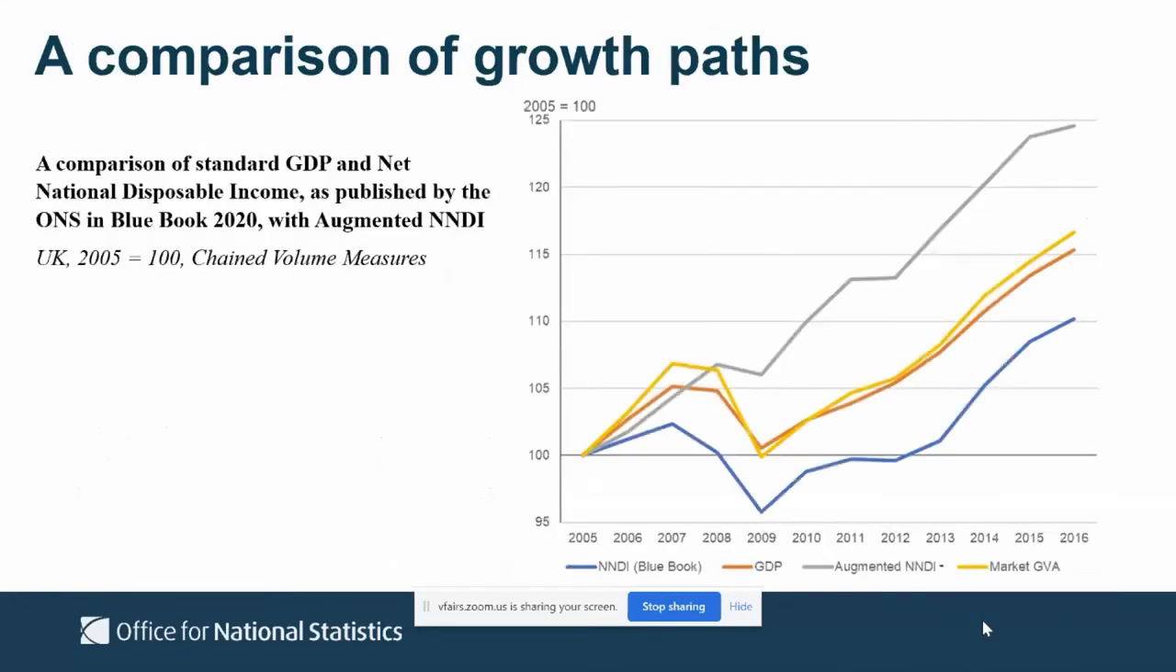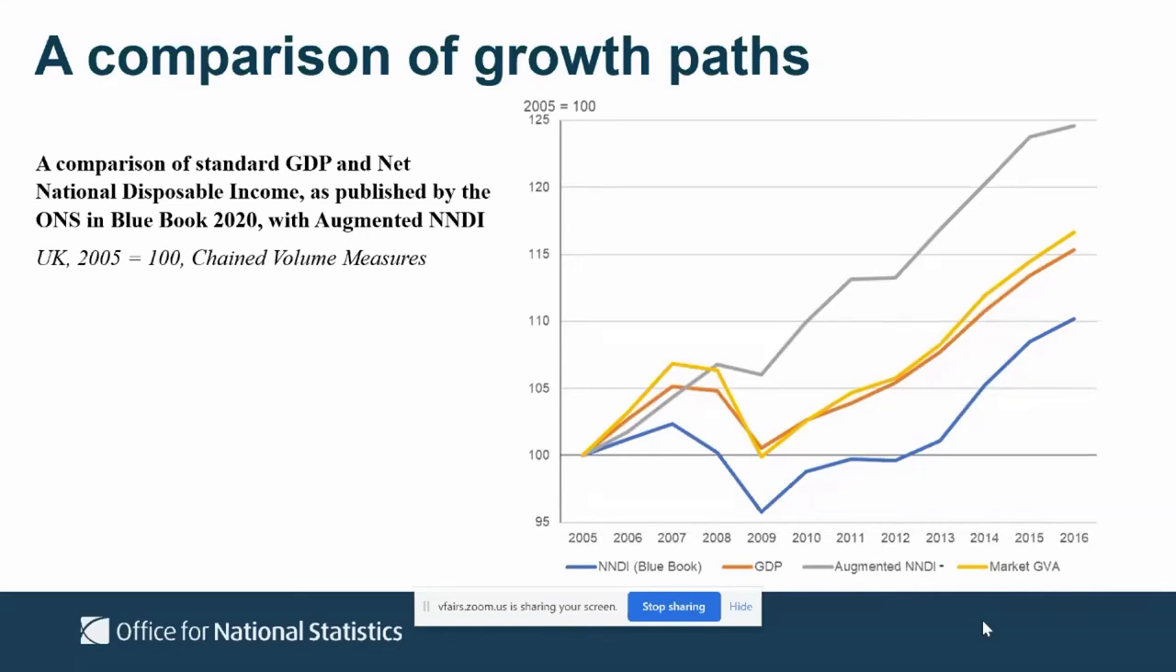And so what you've got here, you have GDP, traditional GDP that you'll find in the Blue Book in the darker orange bar. Market sector GVA is in yellow, but you can probably ignore that for now. Blue Book NNDI is the dark blue bar, and the grey bar is augmented NNDI minus. So it's that number that we've just generated. And effectively, you can see very clearly that we've got something happening. And what we've got happening is perhaps a story of two halves.